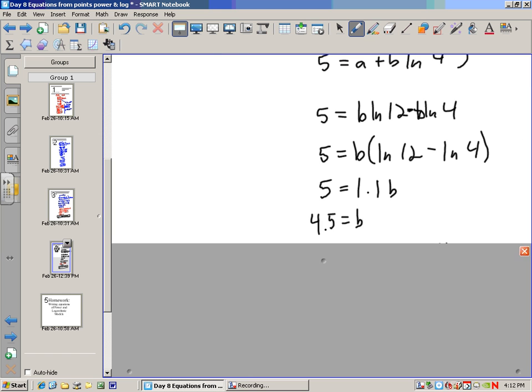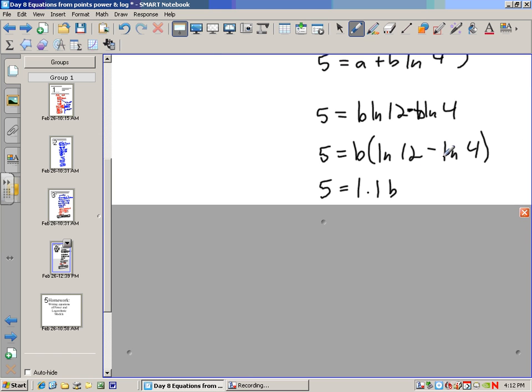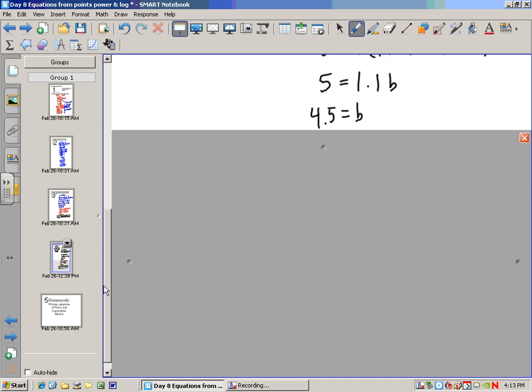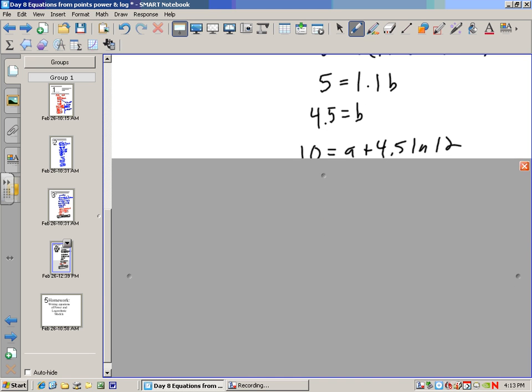Natural log of 12 minus natural log of 4 is 1.1. So then we divide by 1.1 on both sides, and we get 4.5. All right, so then you plug 4.5 in for b in one of the equations.